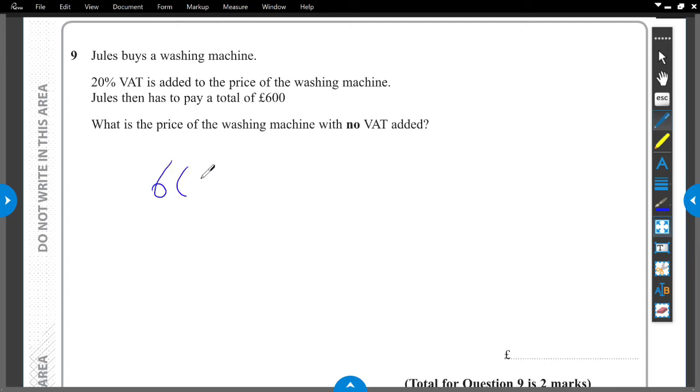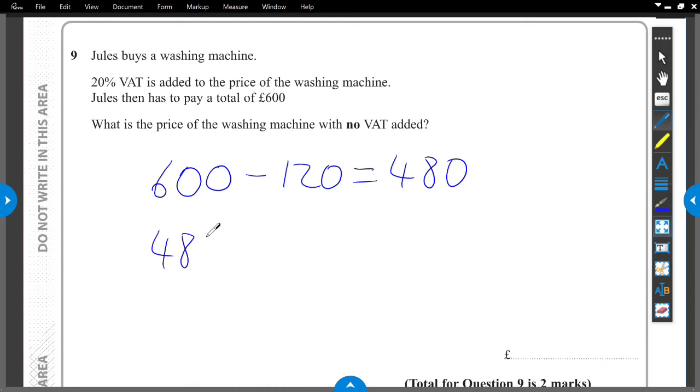So if I start with 600 and I minus 20% from that, 10% is 60, so 20% is going to be 120. And if I do that sum, I get 480. Now if I take 480 and I increase this by 20%, 10% of 480 is 48. Okay, now you can see where the issue is going to come here.